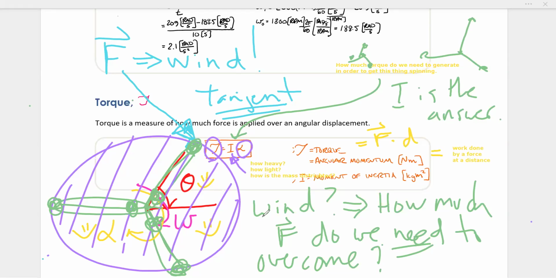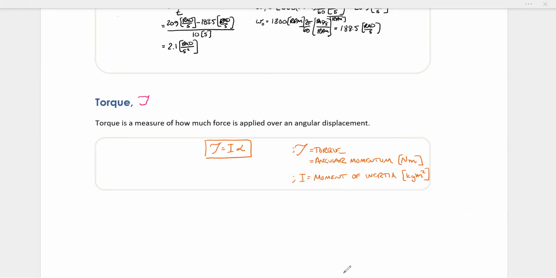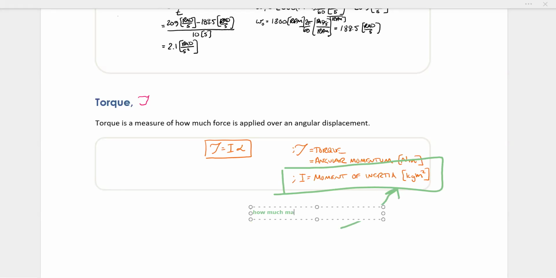So the amount of torque that you have to apply would be less. The amount of force from the wind gets to be less in order to have that angular acceleration work. That's all governed by the geometry of that object. The geometry of the object is described by moment of inertia, and moment of inertia simply says how much mass, is it a heavy disk or a light disk, and where is it placed? How much mass and where is it placed?